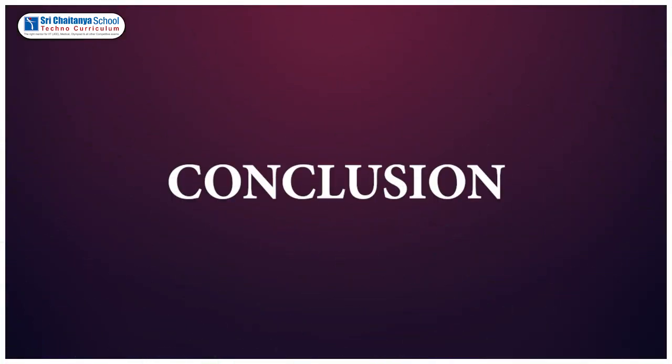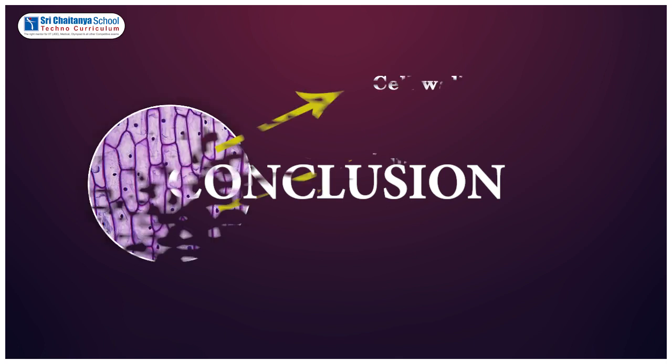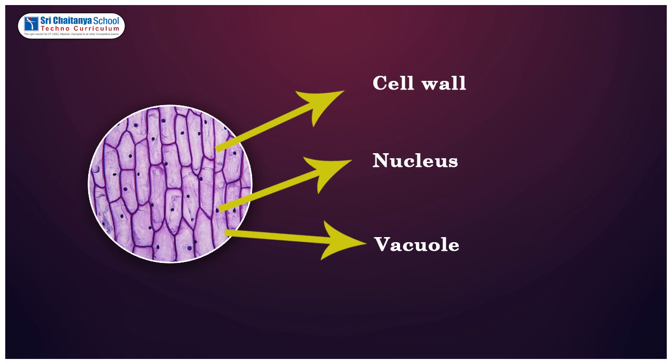Children, finally, by conducting this experiment, we conclude that in onion peel, there is a large central vacuole and the nucleus is pushed to one side. There is a presence of a prominent cell wall. The presence of cell wall is the characteristic feature of plant cells.